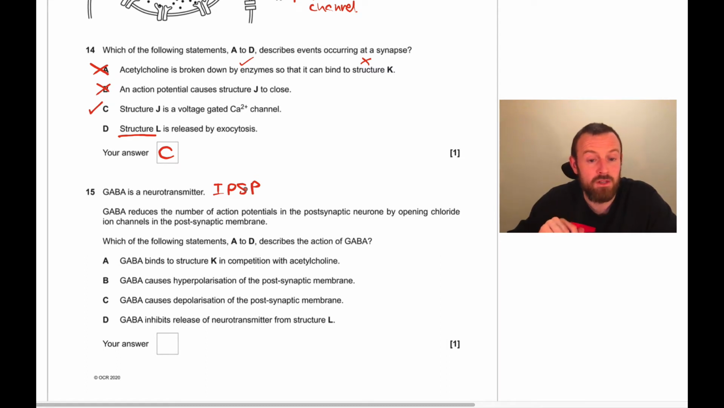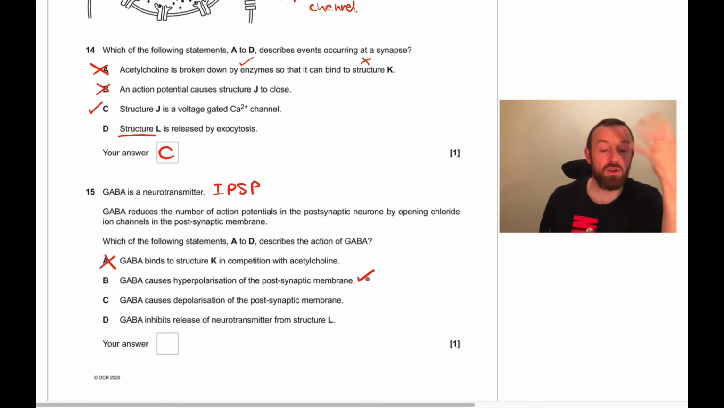Okay, so what would that do? It wouldn't bind structure K. It would have its own separate ion channel that it opens, the chloride ion channel, so that's not right. GABA causes hyperpolarization. Yes, it would make the membrane potential of the postsynaptic neuron go more negative, beyond minus 70, so maybe up to minus 80. Definitely doesn't cause depolarization, so it's definitely B.